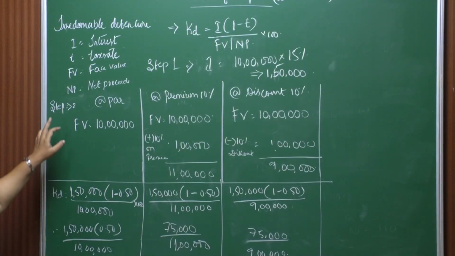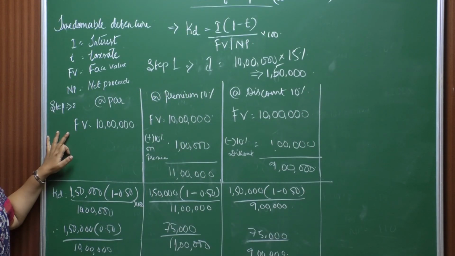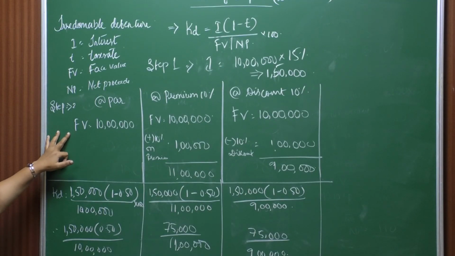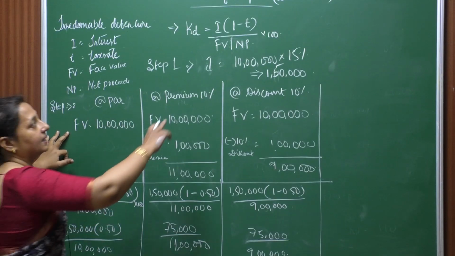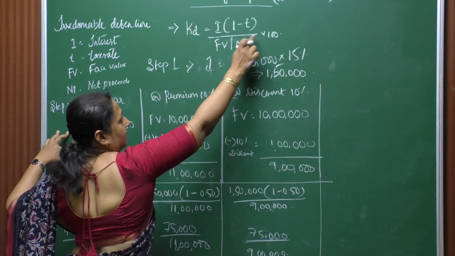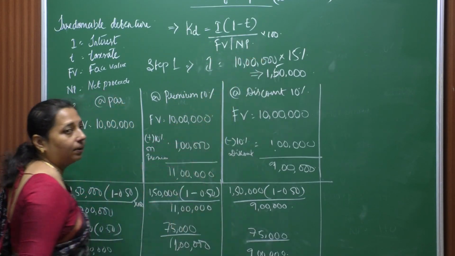First we shall start with the par. So par means what? Face value. What is a face value? 10 lakh rupees. Okay. And so the formula would be Kd is equal to I into (1 minus tax rate), whole thing divided by face value into 100.